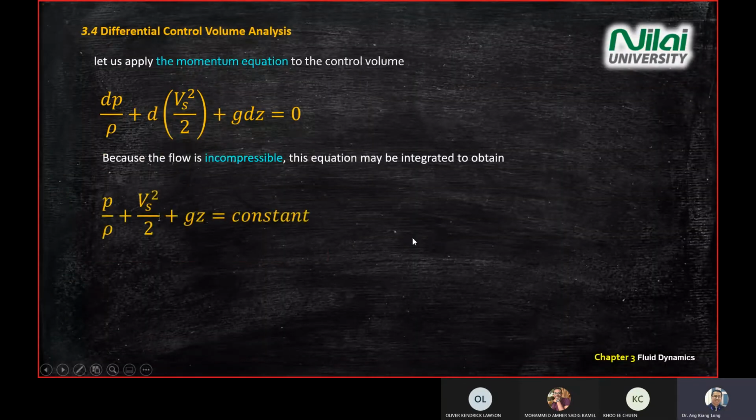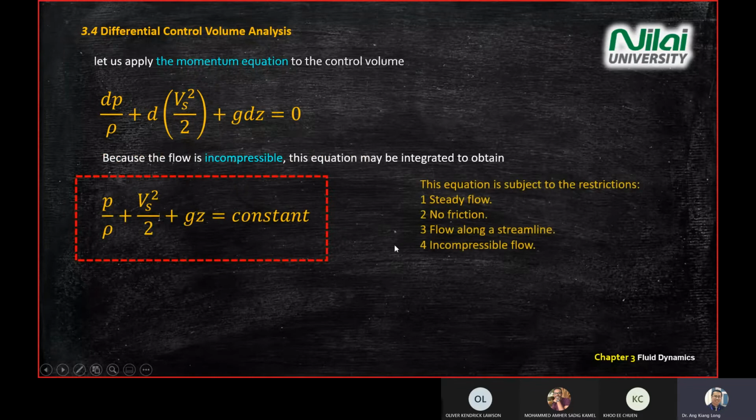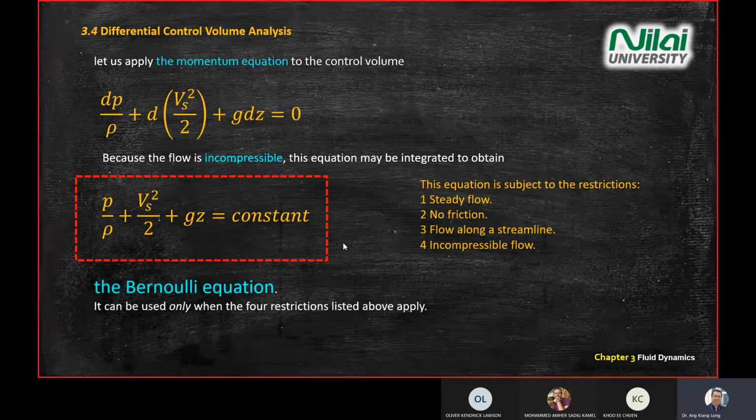All right, now yesterday we stopped at the Bernoulli equation, and just to remind you, for the Bernoulli equation these four assumptions have to be applied. It means you have a steady flow, no friction, and an incompressible flow, and your flow is always flowing along your control volume, your control surface or your computation domain. Then you get this Bernoulli equation.